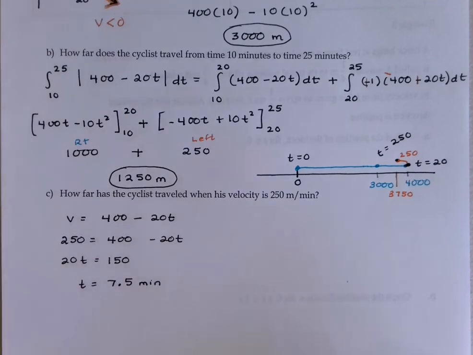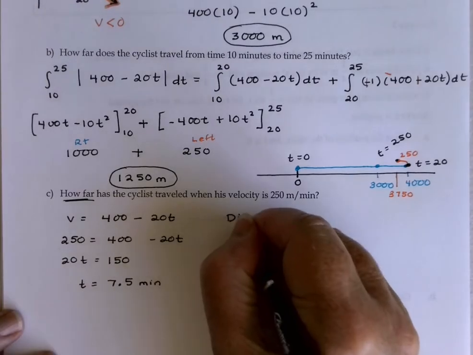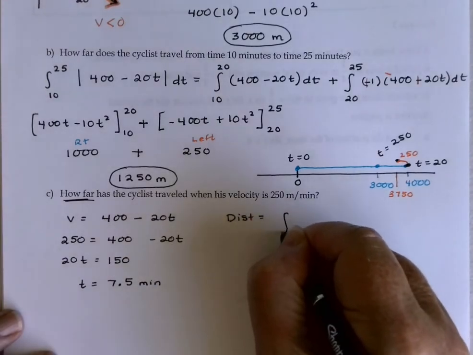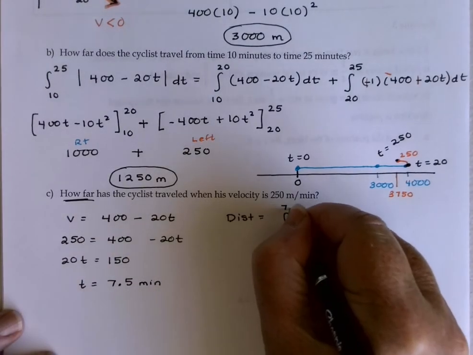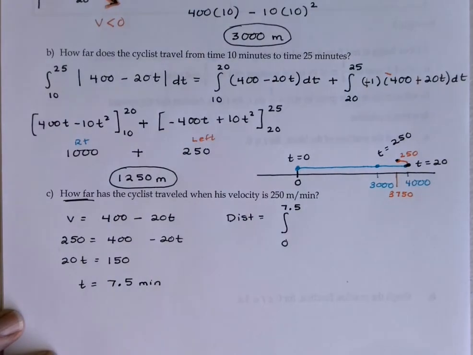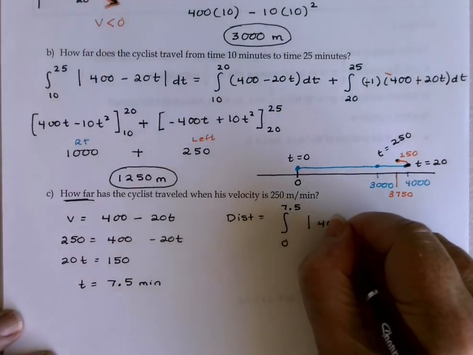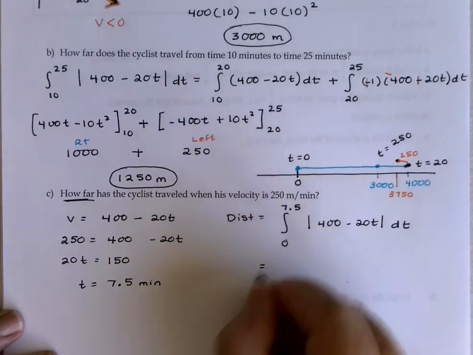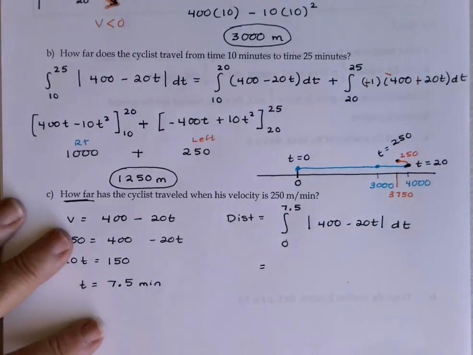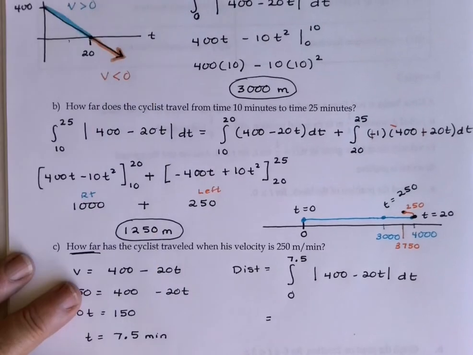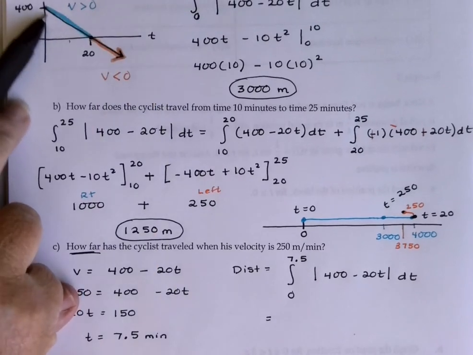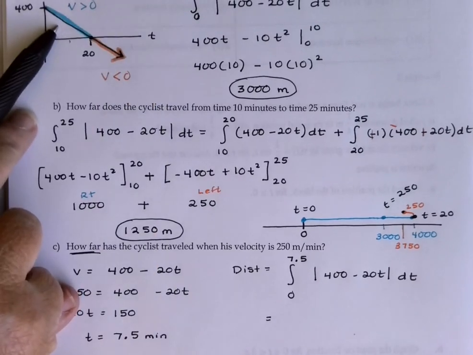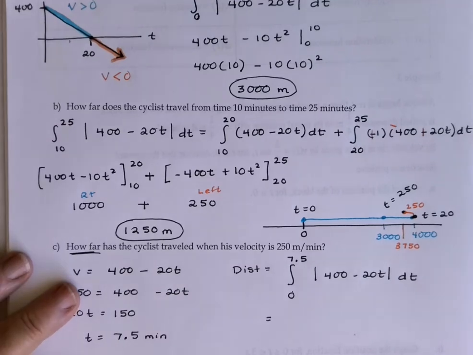At this point, I can just say how far again. So this is once again a distance problem. My distance is just going to be the integral from 0 to 7.5 of the absolute value of my velocity function. And I really always recommend drawing these velocity equations. They help so much, or these velocity graphs. Again, you can see in the first 7.5 minutes, the velocity is already positive. We don't have to worry about the absolute values. We have a positive quantity anyway.